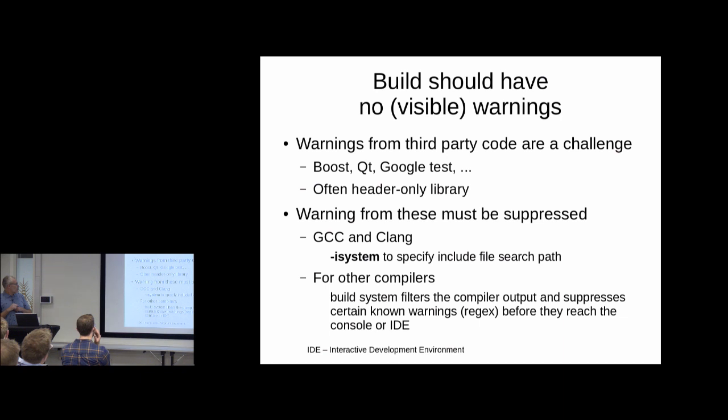For GCC and Clang, we use the -isystem directive when specifying the include file search path. For the other compilers, we have implemented filters inside the build system that suppress warnings based on regular expressions. The whole point of this is that the warnings should never be visible in the console or the IDE. Even though the third-party component has issues, the user should never see them, because our goal is 0 warnings at the build line.